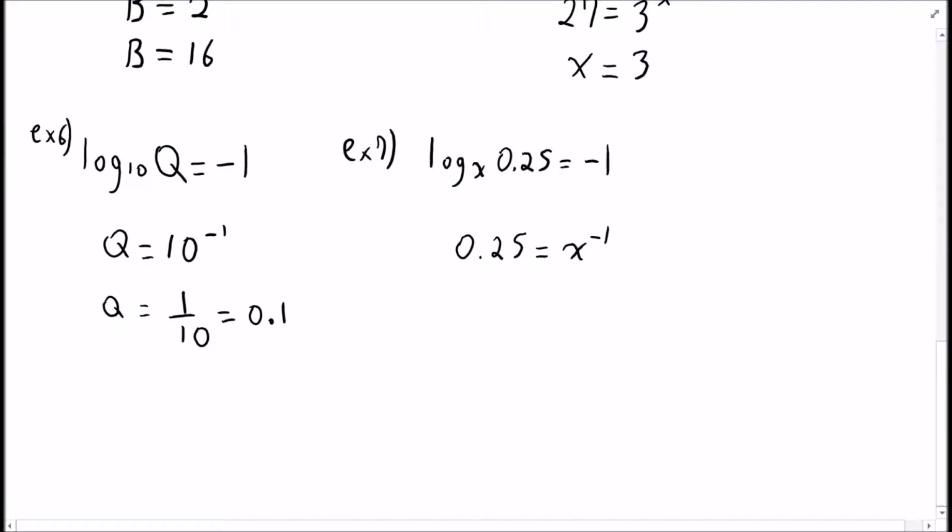Now, in order to solve this further, we need to remember from a previous lesson what a negative exponent means. So remember, negative means reciprocal. So negative 1 means 1 over x. So I have 0.25 is equal to 1 over x. And then the next step, if I want to get the x by itself and rearrange this, is to switch those two, like cross multiply. So x equals 1 divided by 0.25. And 1 divided by 0.25 is equal to 4.